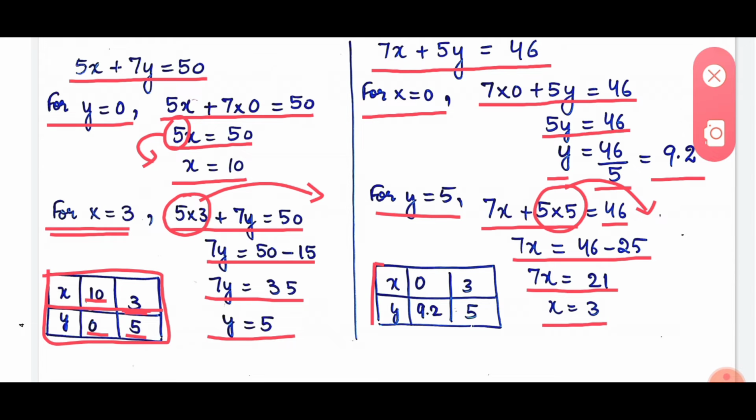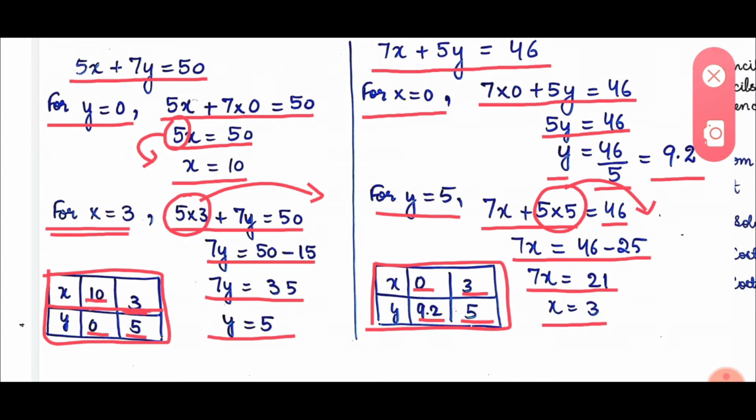Make a table and note the values which you have got. What are they? For x is equals to 0, you got the value of y as 9.2. For y equals to 5, you got the value of x as 3. Now let us see the graph and let us find the solution for the problem.